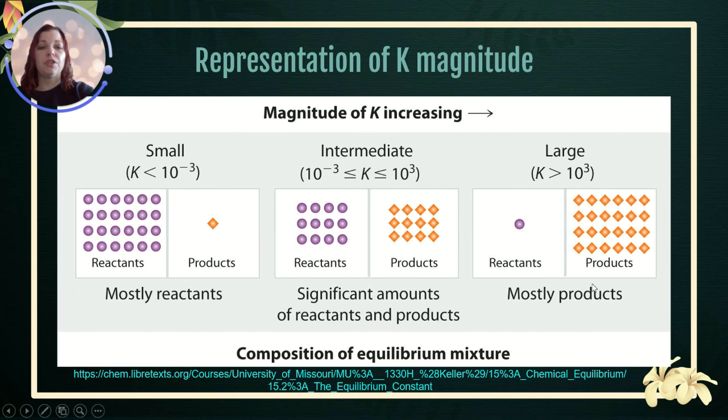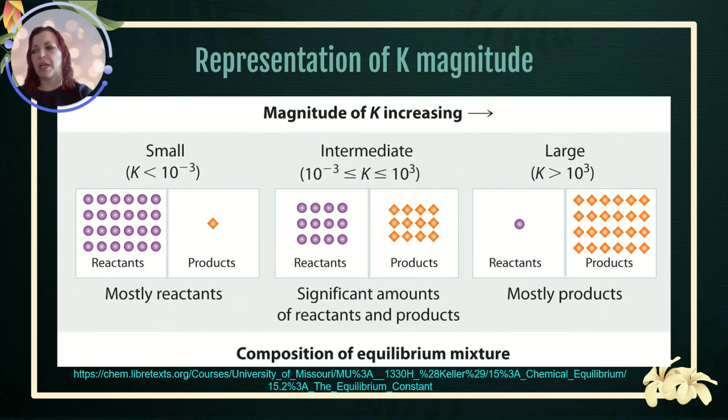If K is very large, that means that it's mostly products, and it doesn't turn back around and go back to reactants very often. But again, it does happen, and it happens at the same rate as what you're making the products. It's just that when you get to that point of equilibrium, the reactants are not favored as much. And so that's what we think about with the magnitude of K.